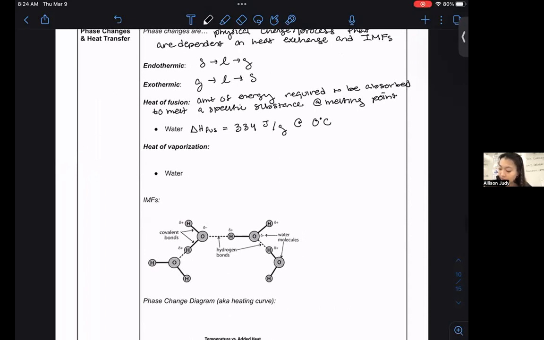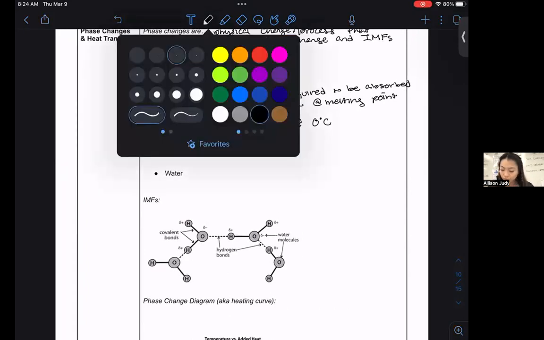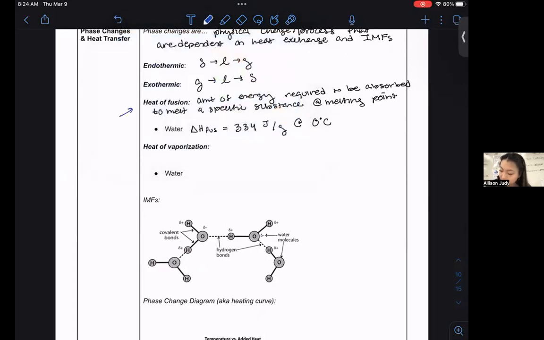Of course, we should be aware that if we were to flip this, the opposite of heat of fusion is known as heat of freezing, which is kind of opposite of what you would think, like there isn't heat involved. It's just the opposite term. So heat of freezing would be the reverse of this.